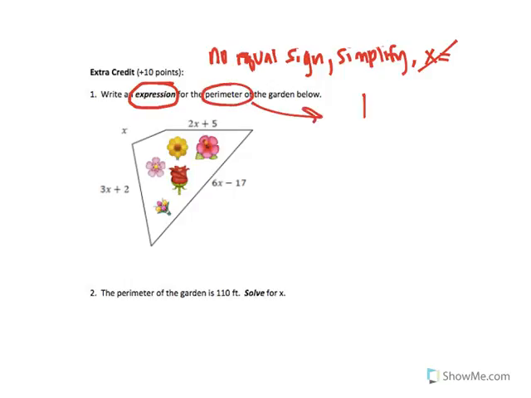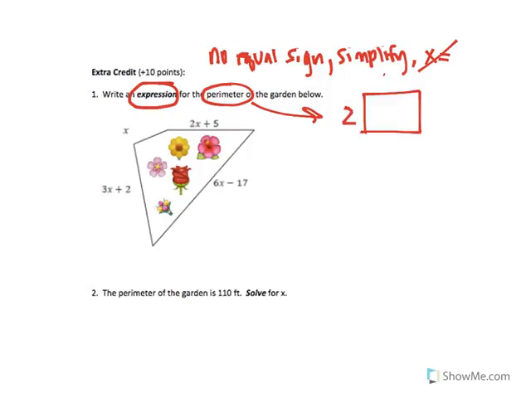Perimeter, remember, is, if you have a shape, it's the distance around, and you add all the sides together. Think of it like the fence. So the perimeter of this figure here would be 8. Okay? So that's what perimeter is. Using our knowledge of the word expression and perimeter, we're going to find the perimeter of the garden below. A garden is where flowers grow.